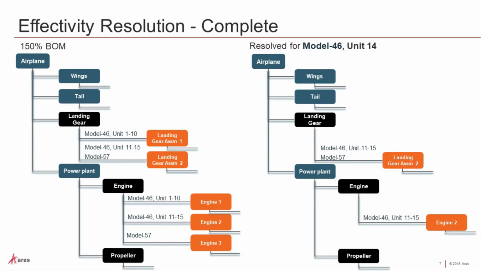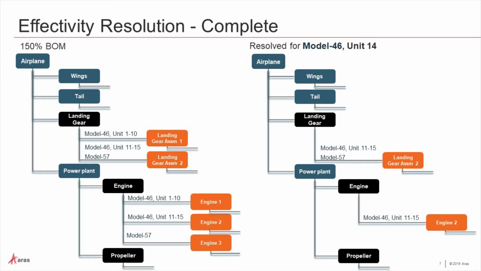So once the effectivity is set in the structures, the next thing we do is bring that 150% BOM structure, which is overloaded by multiple items, to a resolved structure. Here we can look at a structure that is resolved for configuration product model 46 and unit number 14. This is a fully described criteria, so we take the 150% BOM to a particular 100% BOM.